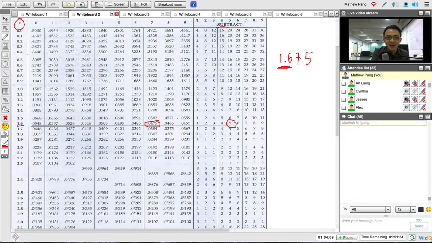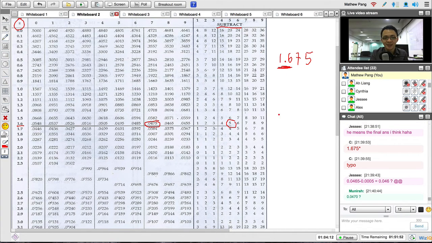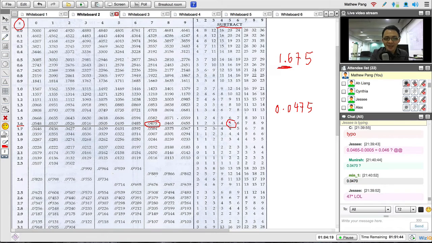Do you see the word subtract? Subtract means actually minus, isn't it? So I will write out 1.67 first, with 0.0475. And then you got a minus 5 here, right? This 5 you always put at the last place. No matter how many 0 the value has before this value, 5 always goes at the last place, and then minus. Then you got 0.0470. Yeah, please understand this.